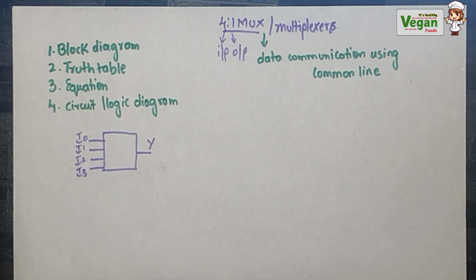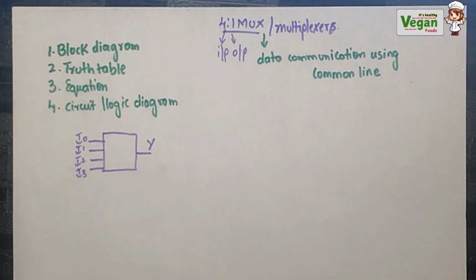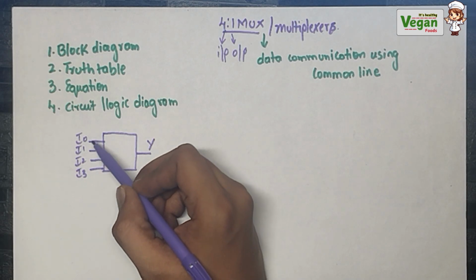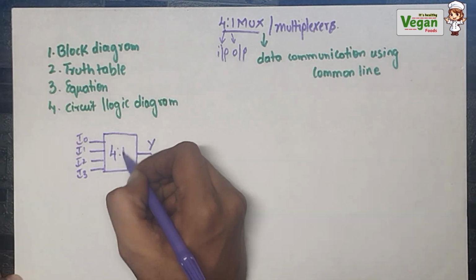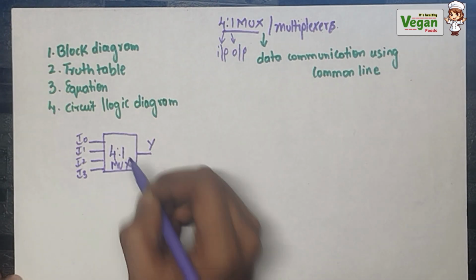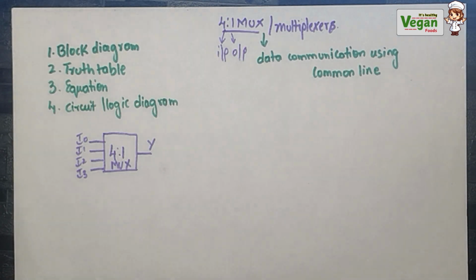What is I? I is input. You can use any alphabet, A0, A1, A2, A3, or else you can use the numbers also, 1, 2, 3, 4, like that. So we constructed the block diagram. Inside it you can write 4:1 MUX. Now using this block diagram, let's represent the truth table for the 4:1 MUX.